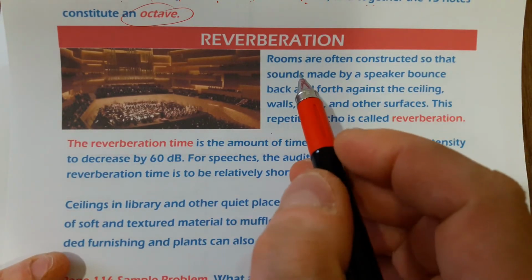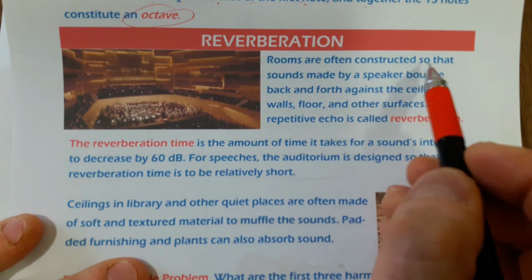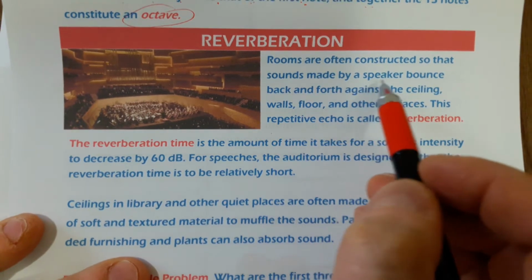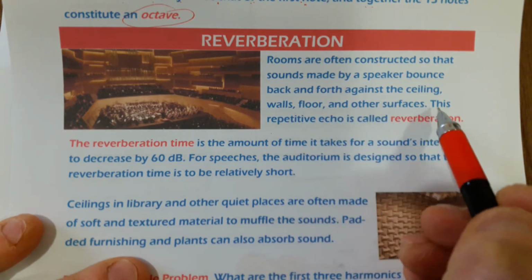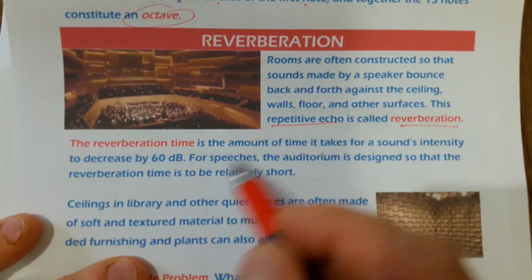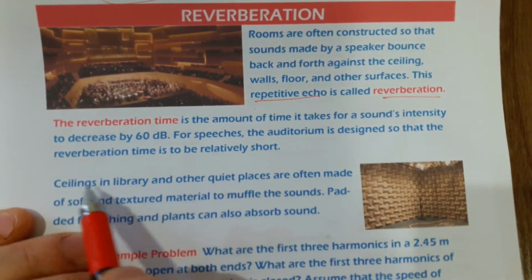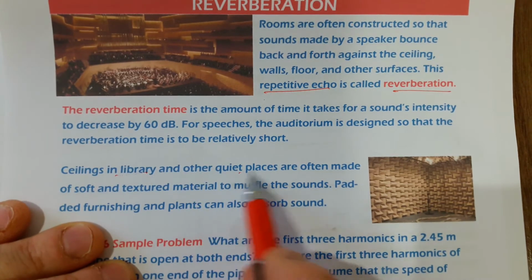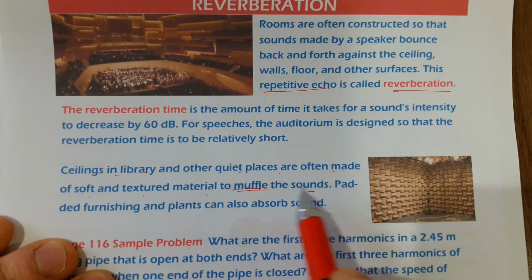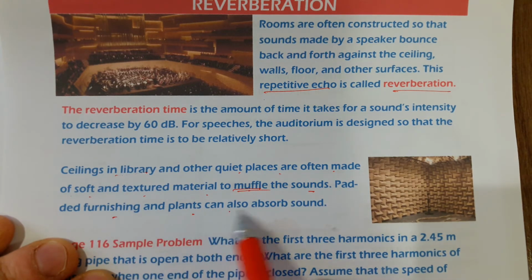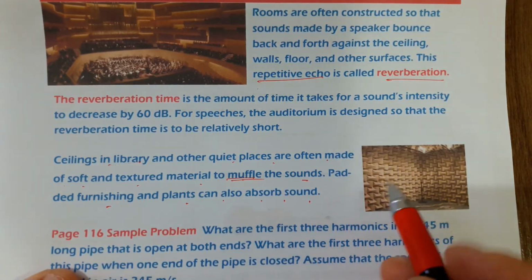Now, the last title is reverberation. Reverberation is simply echo. Rooms are often constructed so that sounds made by a speaker bounce back and forth against the ceiling, walls, floors, and other surfaces. This repetitive echo is called reverberation. So ceilings in libraries or other quiet places are often made of soft and textured material to muffle, to absorb the sound. Padded furnishings and plants can also absorb the sound and stop the reverberation or repetitive echo.